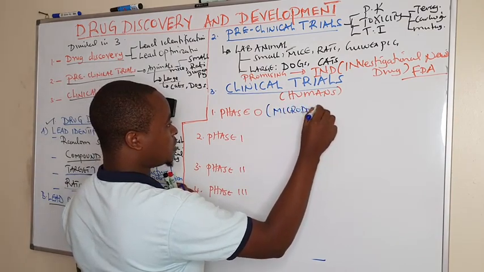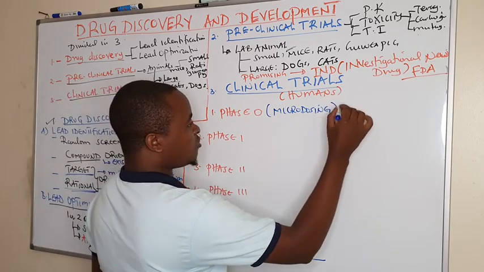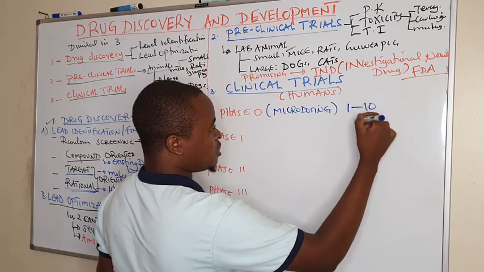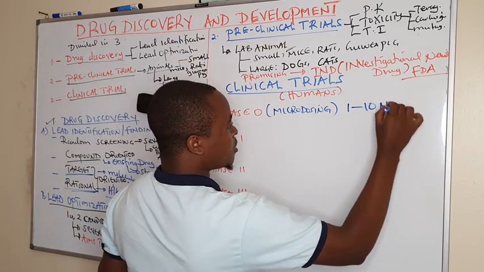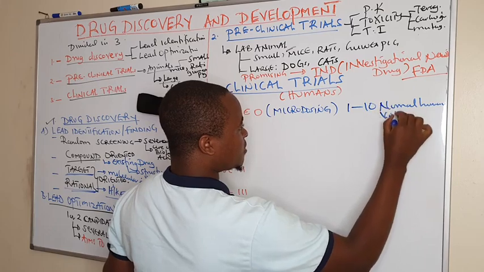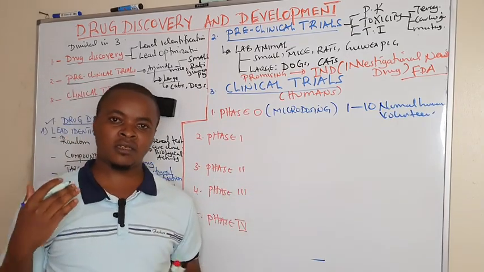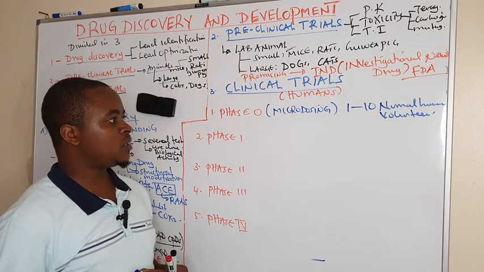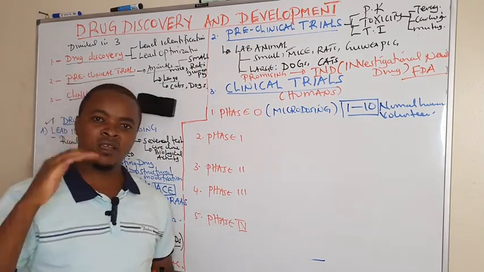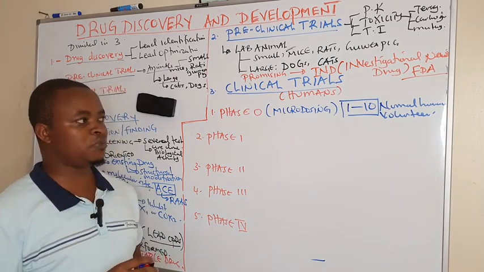This microdosing is whereby the minimum drug dose is given to a few people, ranging between 1 to 10. We use normal human volunteers, and these volunteers must be healthy. Here we exclude the elderly and young children. They are volunteers, not sick, with the exception of anti-cancer drugs, for which we use sick people.